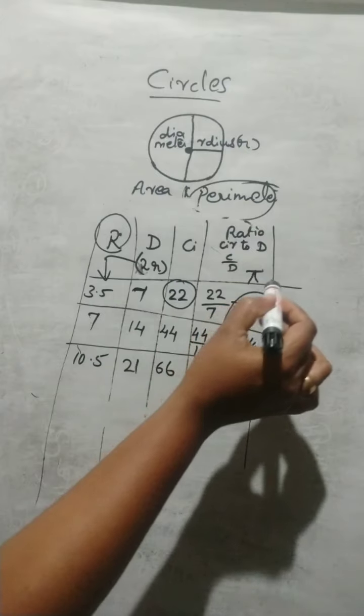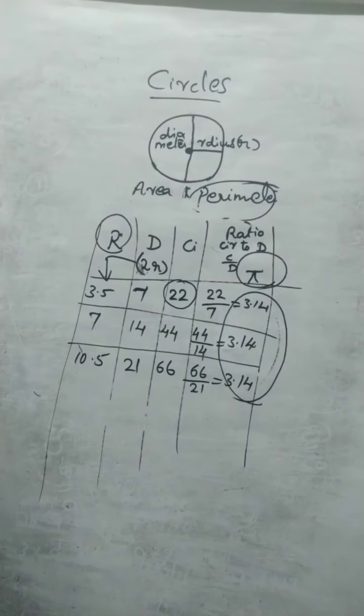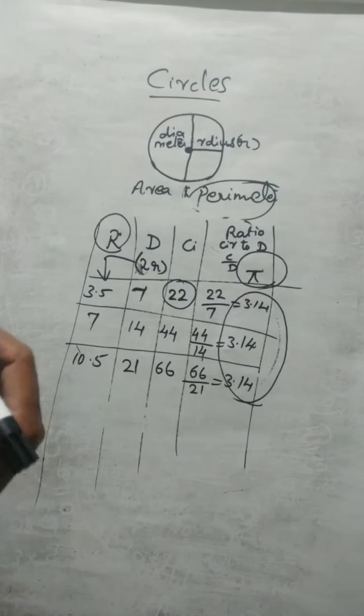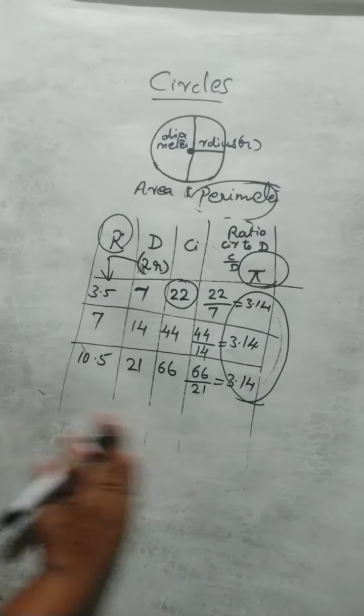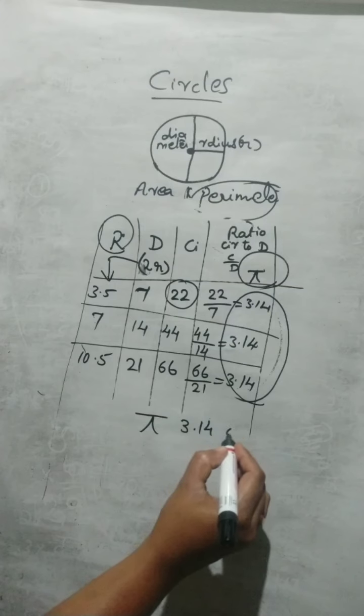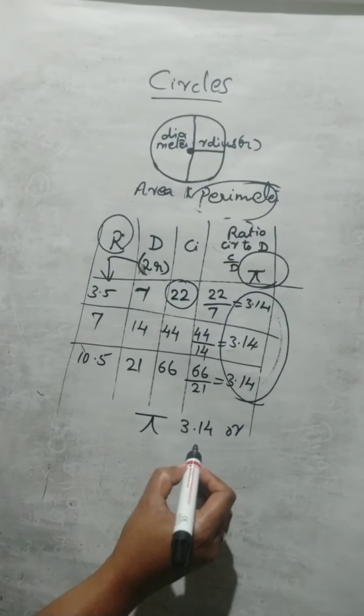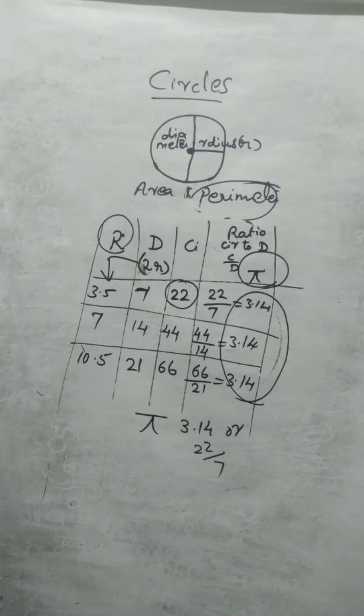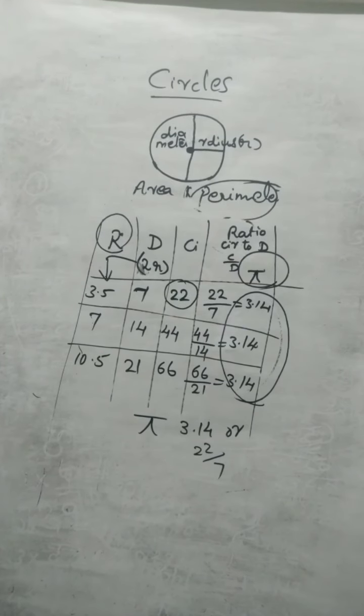That constant value is represented by pi. In some cases we can use pi as 3.14 or 22 upon 7. Clear?